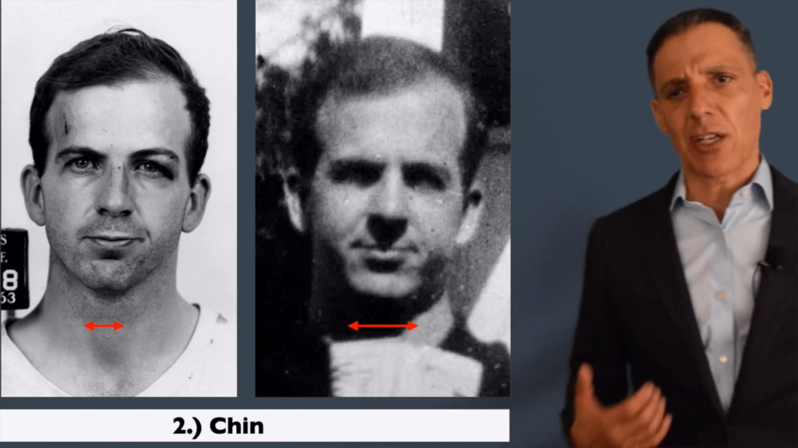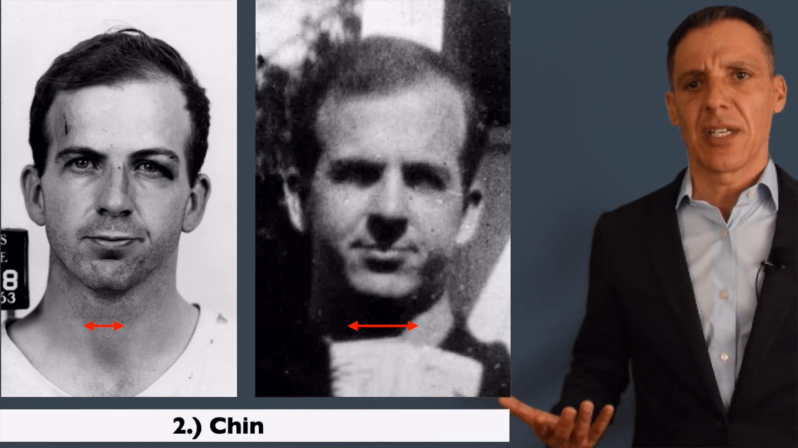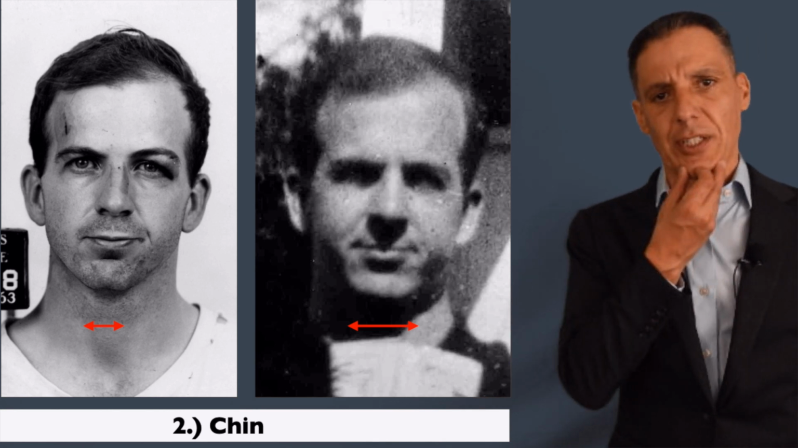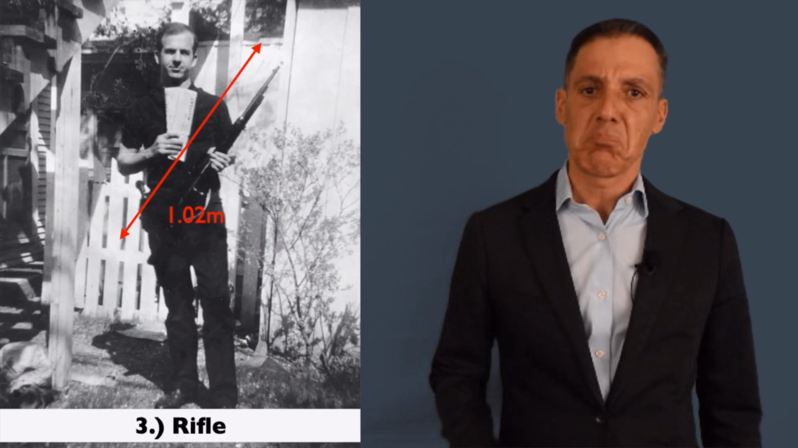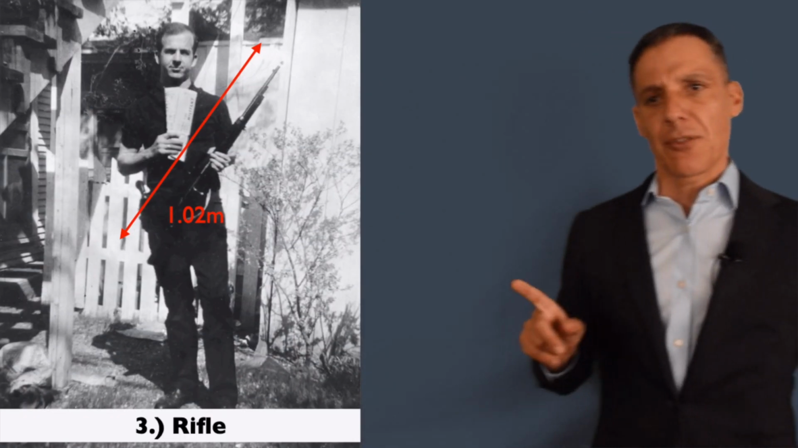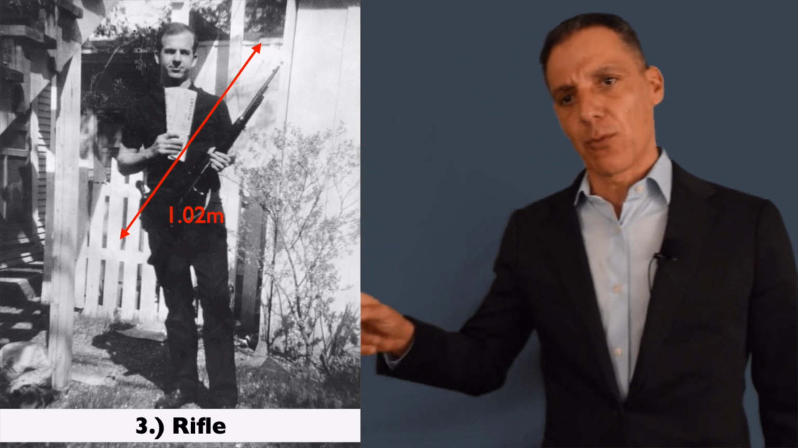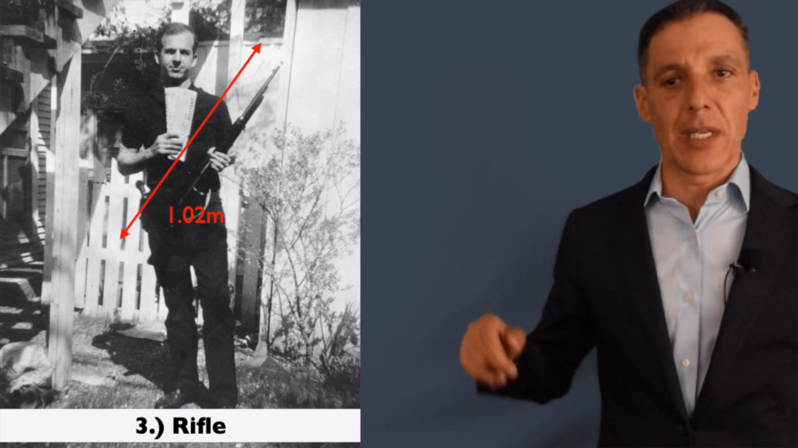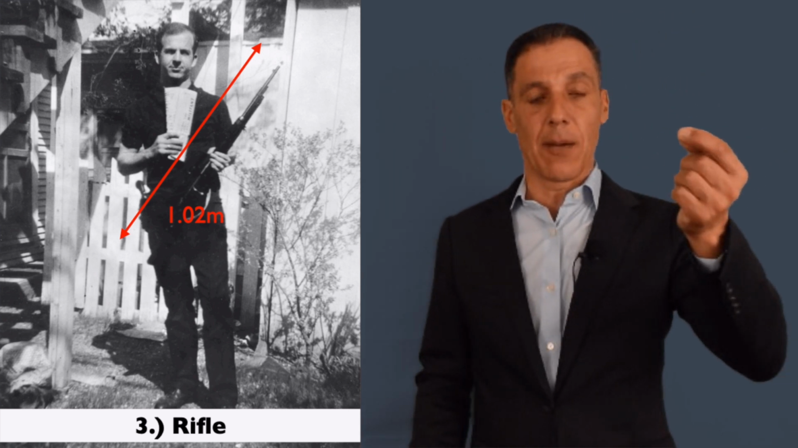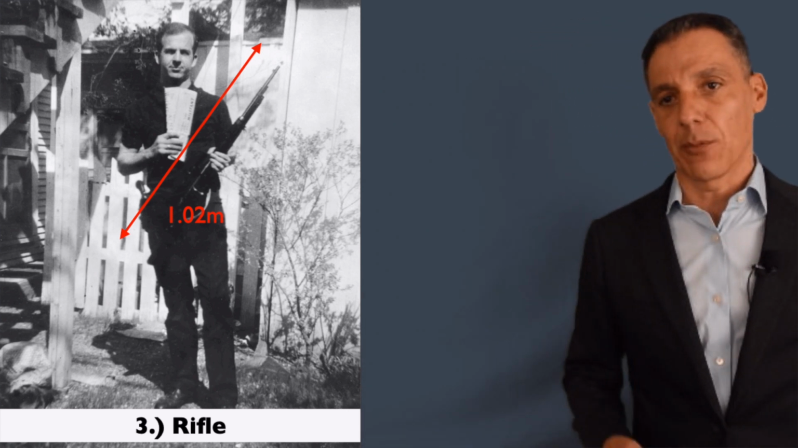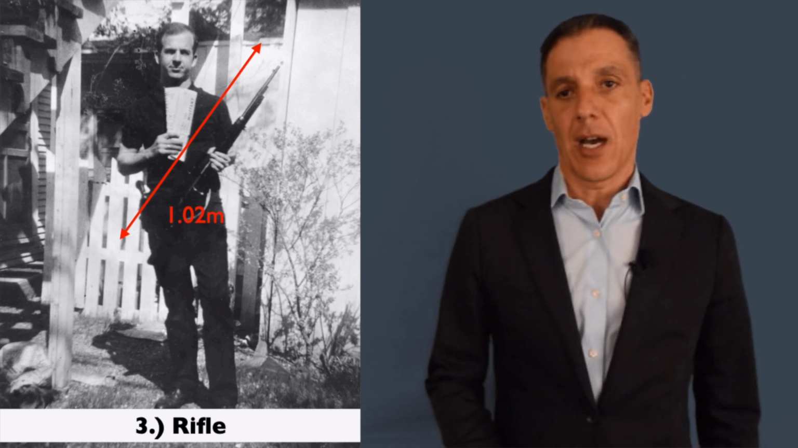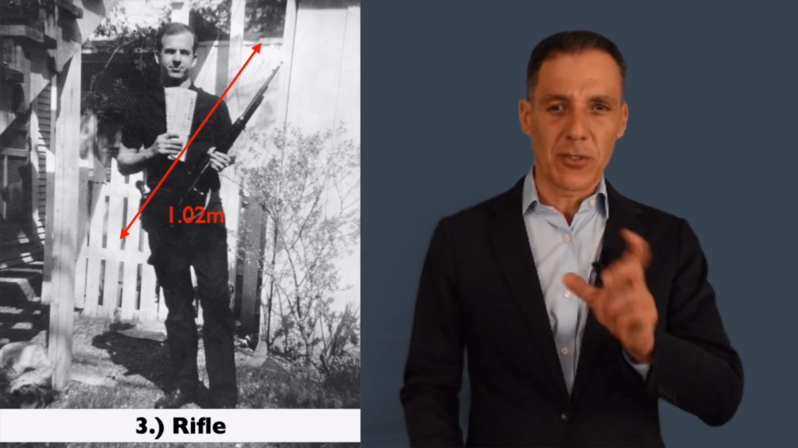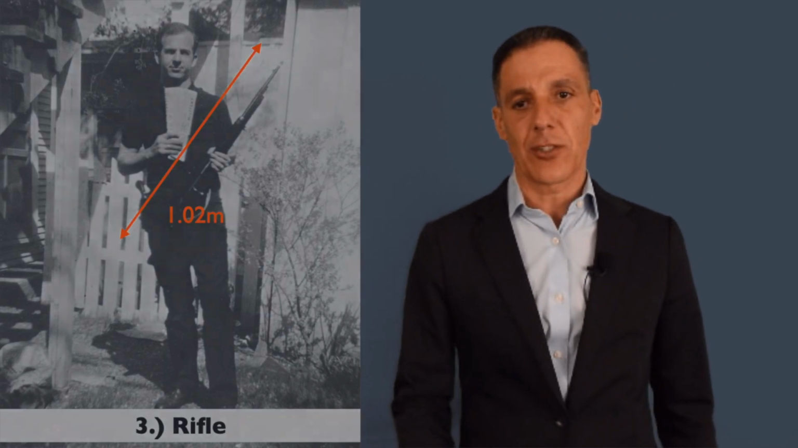So some people argue that the face geometry is not correct here, in particular this chin. Okay, that's number two. Number three, people argue that if you measure that rifle in the image, it is not, as it should be, 1.02 meters, which is the length of the rifle that it purportedly was used to kill President Kennedy and was found in the tower. So that's a sort of a photogrammetric question.